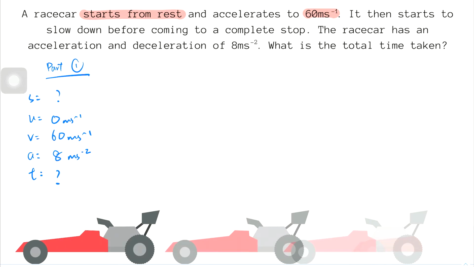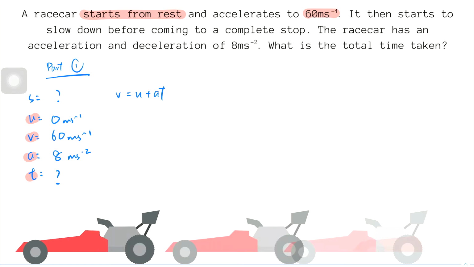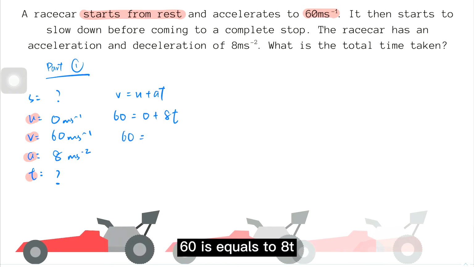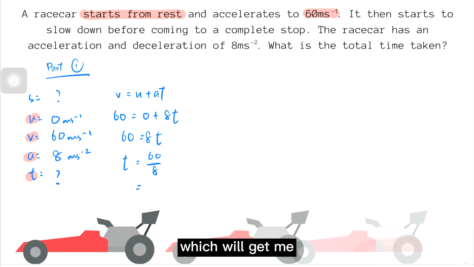So I have U, V, and A, and I'm looking for T. So this means I can use the same equation, V equals U plus AT. So 60 equals 0 plus 8T. 60 equals 8T, and T will equal 60 divided by 8, which will get me 7.5. And the unit for time, seconds.